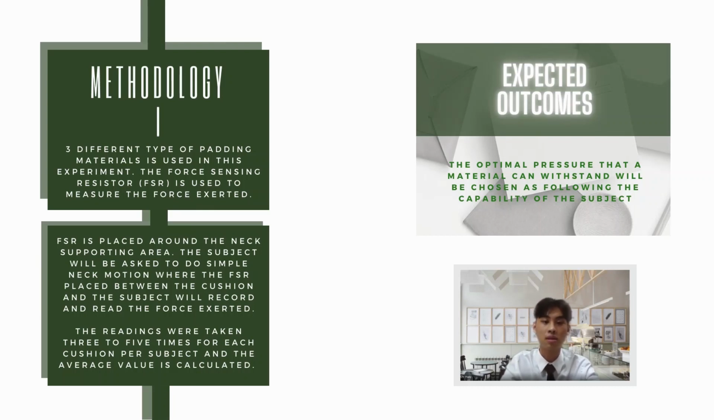The force sensing resistor, FSR, is used to measure the force exerted towards the padding materials. The FSR is placed around the neck supporting areas between the padding, and the subject will be asked to do simple neck motions, and we record and read the force exerted. The reading will be taken 3 to 5 times for each padding per subject, and the average value is calculated. The expected outcome is that the optimal pressure a material can withstand will be chosen, following the capability of the subjects.